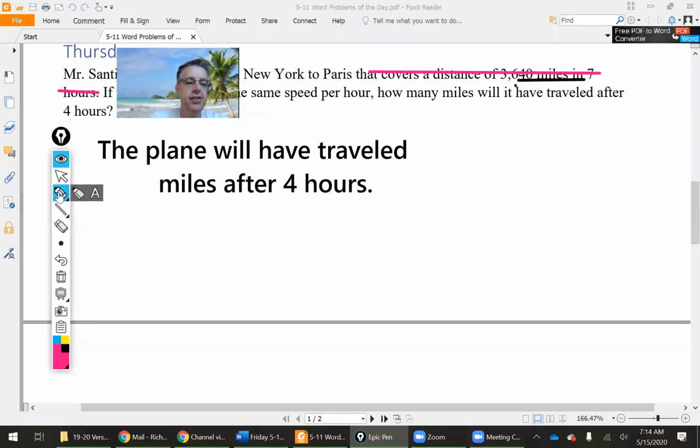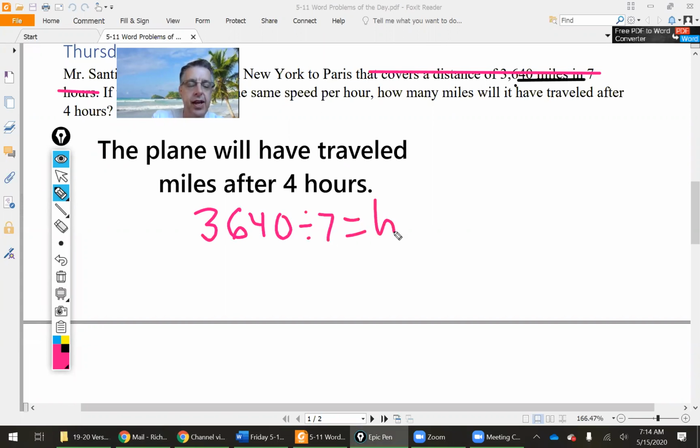So boys and girls, what I did is I cleared out the video screen so that I can now solve this. The first thing I wanted to do is remind you about the expressions I'm using. 3,640 divided by 7 is going to equal H. And then H times 4 is going to equal our question mark, which is the number of miles that the plane traveled in 4 hours.